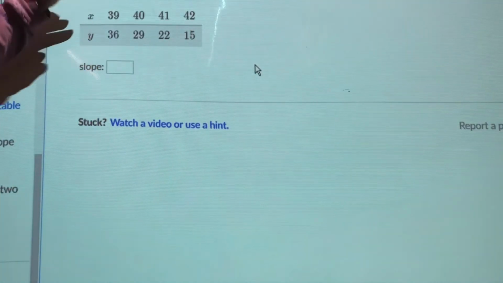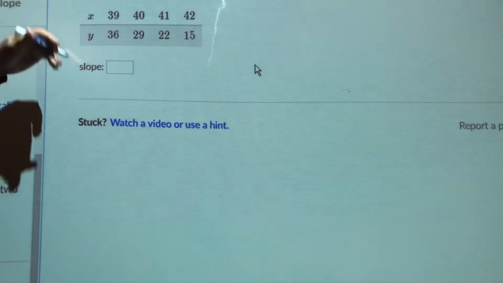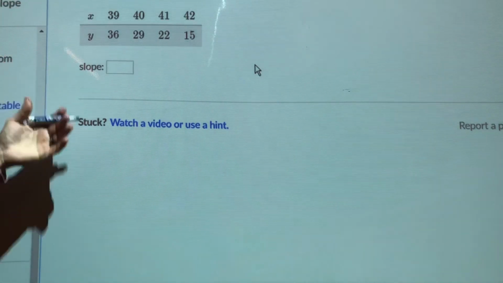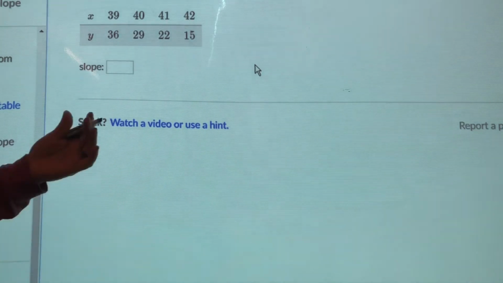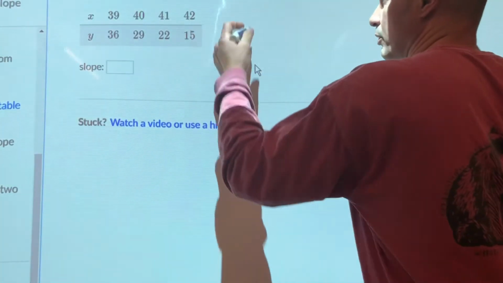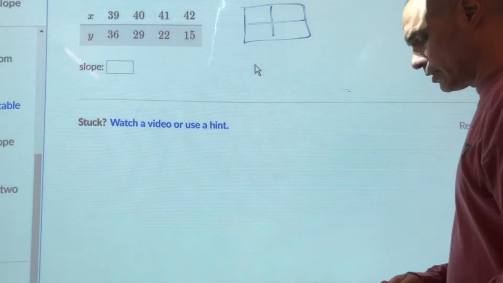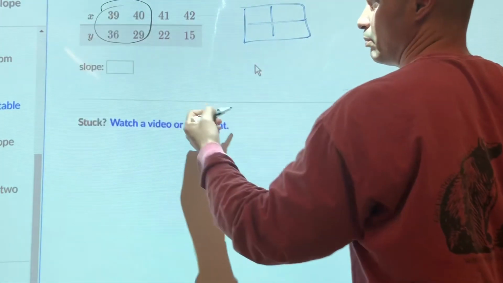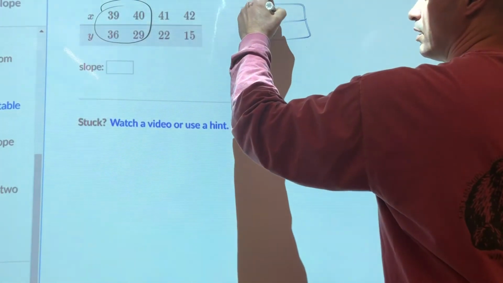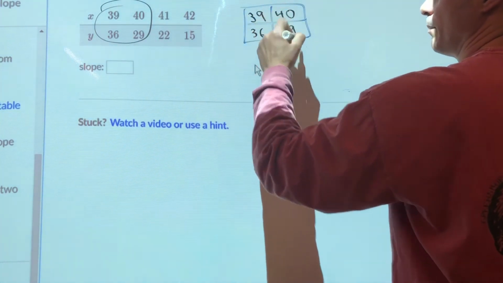All right, so what is the slope of the line that contains these 2 points? As he said in the video, there's a formula: y2 minus y1 over x2 minus x1 is the slope. But we talked about it earlier this year. We would just make a chart with our 2 points, and you can pick any 2 points that you want. So I'll just pick the first 2 points this time, 39, 40, 36, 29.